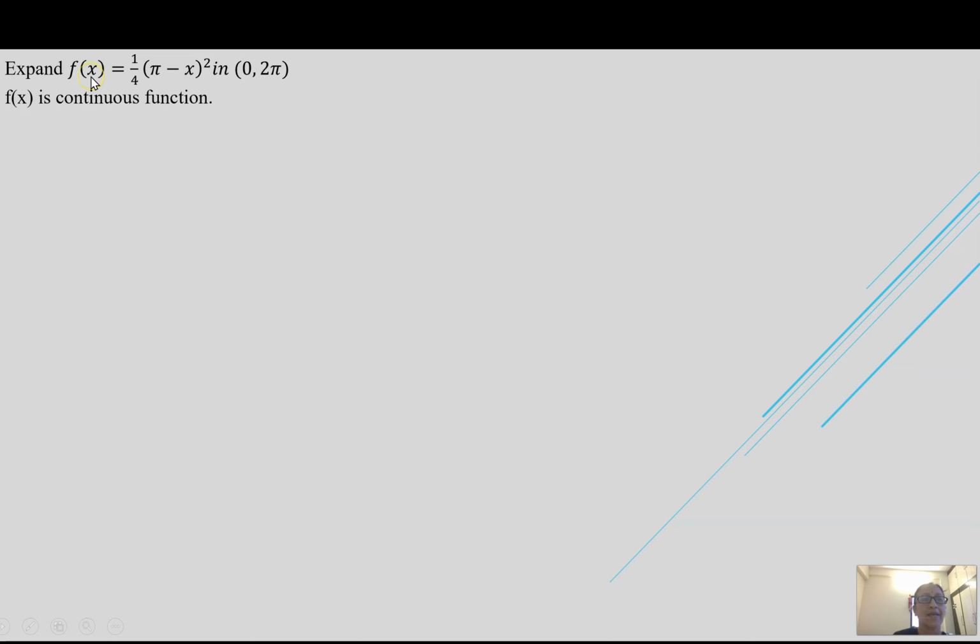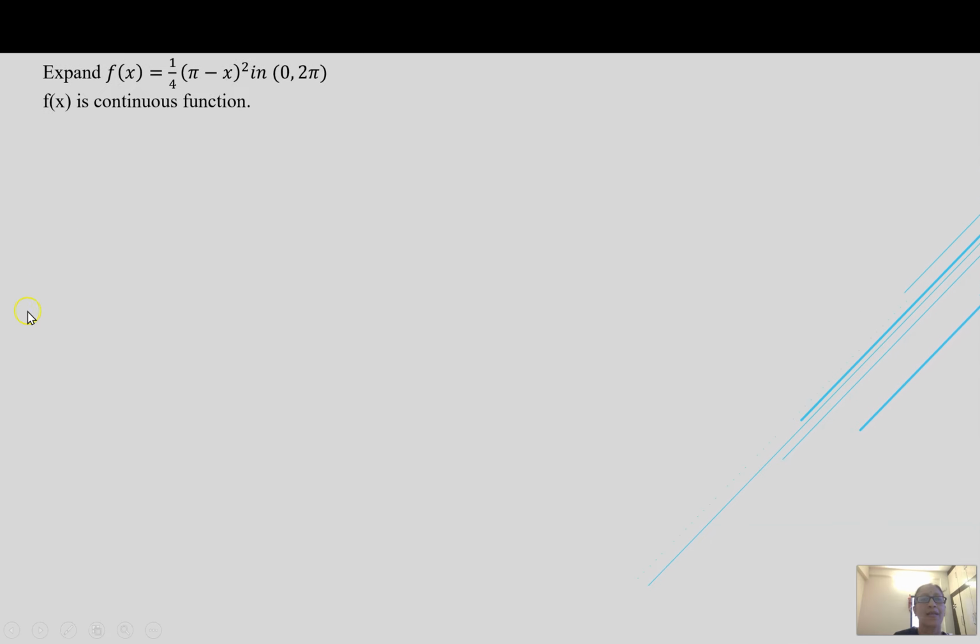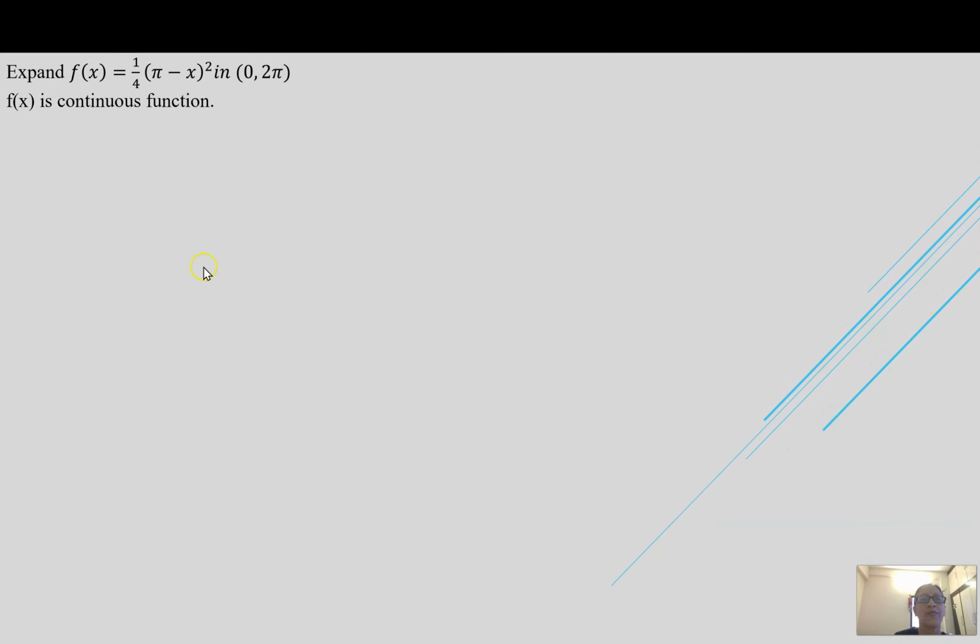Here that example is f(x) equal to 1 by 4 into (π minus x) whole square in the interval 0 to 2π. So here the interval is a single interval 0 to 2π. So this function is a continuous function.